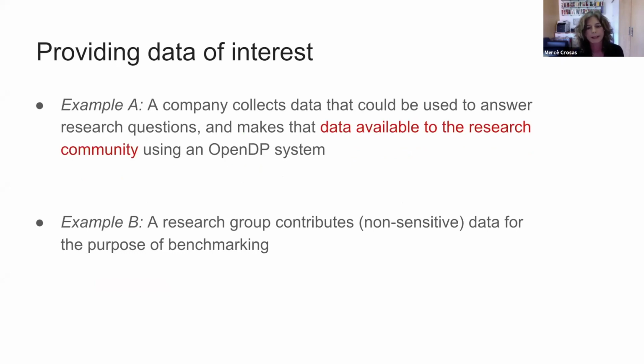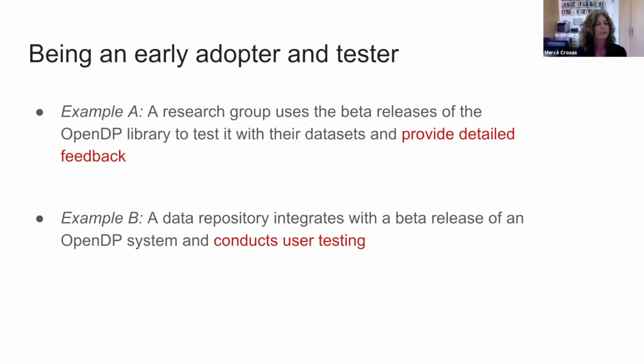In terms of providing data, we heard today about some of the examples related to Social Science 1 and Facebook, so in those cases we could build partnerships and collaborations to make data from companies available to the research community. And in some other cases, there might be data sets that are not sensitive, but could be very useful for benchmarking, to build a differential privacy library, and we welcome those too.